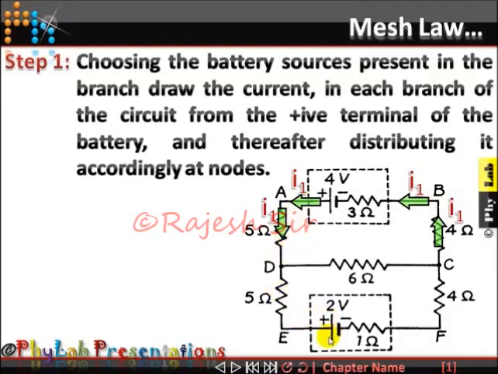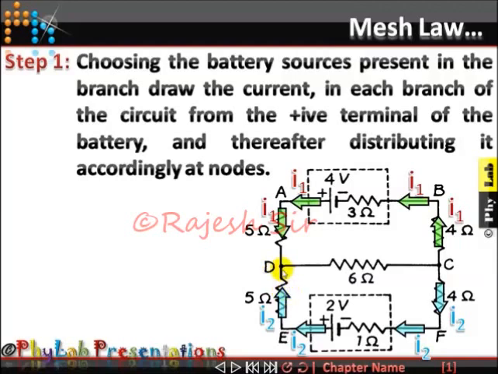Now the second battery I have is 2 volt. Taking the 2 volt battery, again I will draw the current leaving from the positive terminal of the battery. This is the positive terminal, so the current I2 has been drawn in this particular direction. From here the current will leave for this particular branch. In this branch I2 is going to remain the same everywhere. So in this entire branch I have distributed the currents I1 and I2.